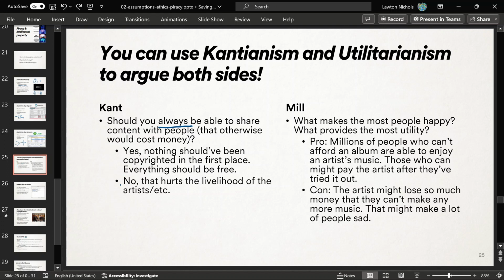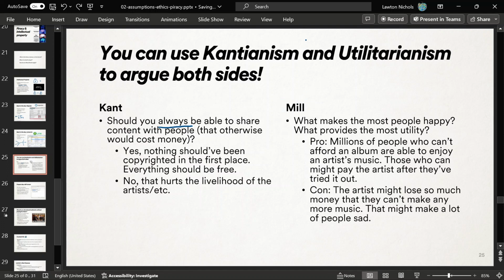You could say, no, if I were a person, I would not want somebody stealing from me always, because that would hurt my livelihood. That's how I make money. Okay, so you could use Kantianism in either way. Do you see that? That's key. There is no right answer. You just got to argue, yeah, that's what Kant would think, and here's why it's correct. Okay, again, it's on you, the author of the essay.